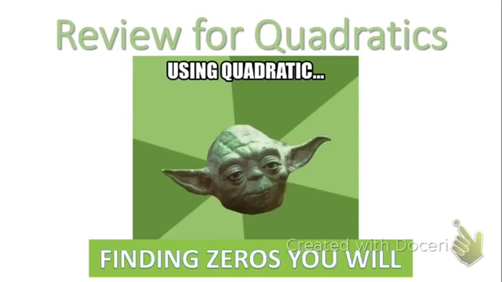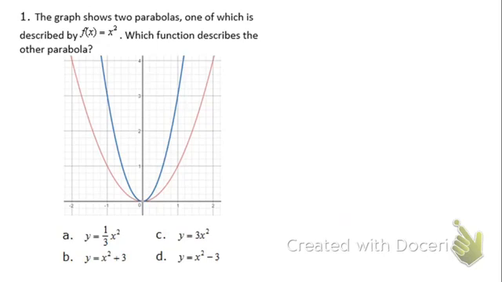Using quadratics, finding zeros. Alright, so we're going to get started with number 1. The graph shows two parabolas, one of which is described by f of x equals x squared. Which function describes the other parabola?